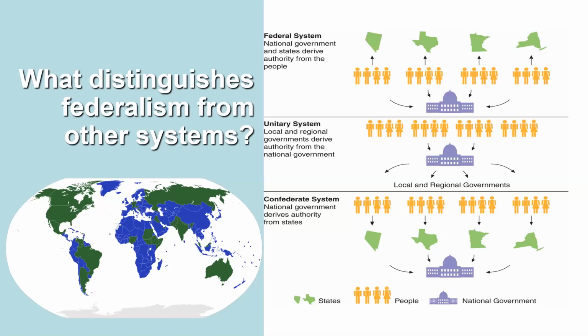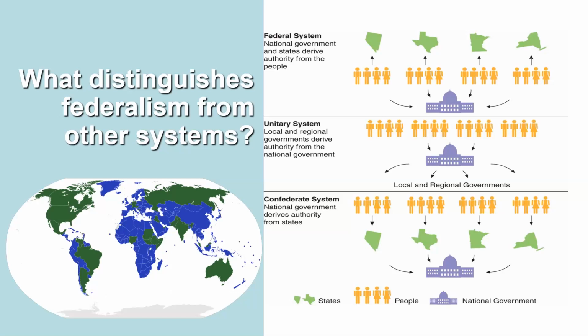This is different from a unitary system, which is actually the much more common approach to structuring government throughout the world. In a unitary system, the national government derives its power from the people, but the smaller units of government are dependent upon the national government for their powers. In this type of system, lower levels of government are still important. They carry out key functions, but they can only exercise powers given to them by the national government.